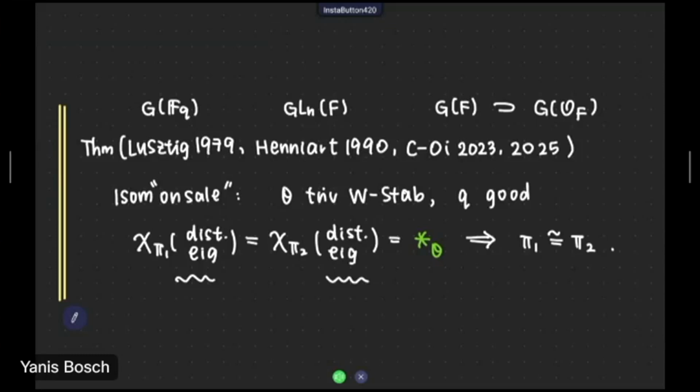So for example, imagine GL2 F2, right? The only non-zero element inside F2 is 1. So there's no way to have distinct eigenvalues in GL2 F2. So that means that such a theorem cannot possibly hold in this setting. And so this Q is good condition is exactly making sure that you have enough matrices with distinct eigenvalues for this star theta to distinguish.